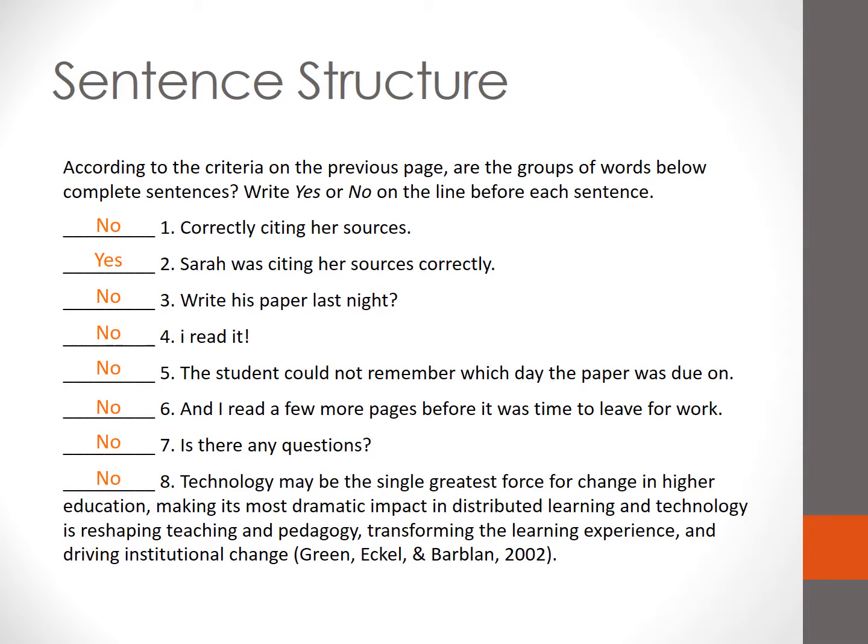How did you do? Number 1, that is not a correct sentence. There's no subject. Number 2, Sarah was citing her sources correctly. Yes, that is a complete sentence. Number 3, write his paper last night? No. Number 4, I read it! And that's not a complete sentence in academic writing because it doesn't begin with a capital letter, but also it uses an exclamation point, and we don't use those in academic writing.